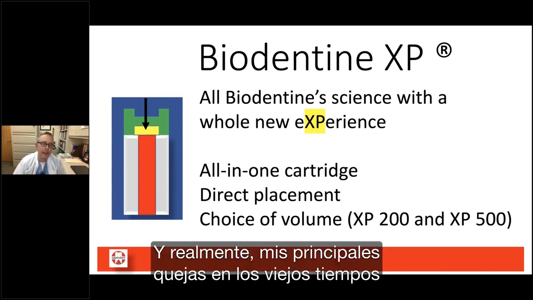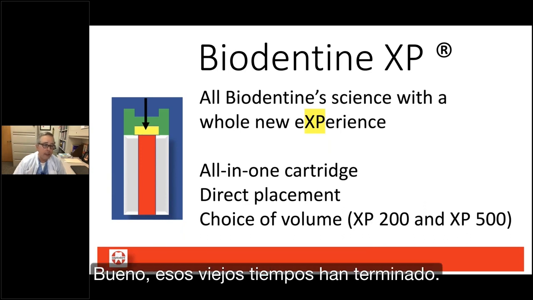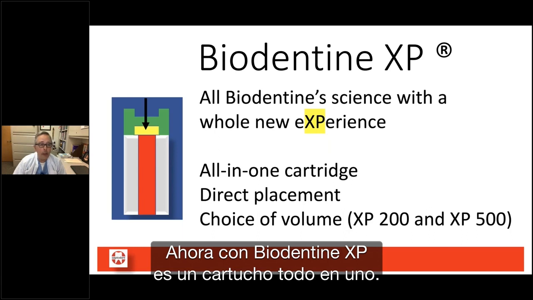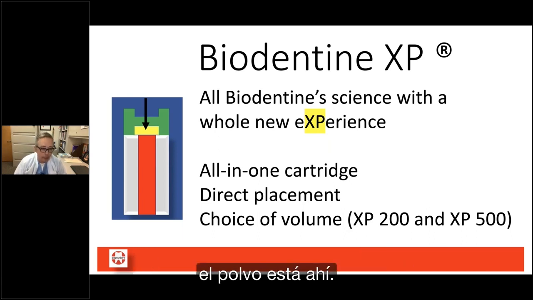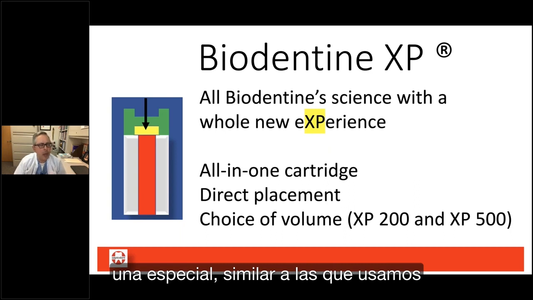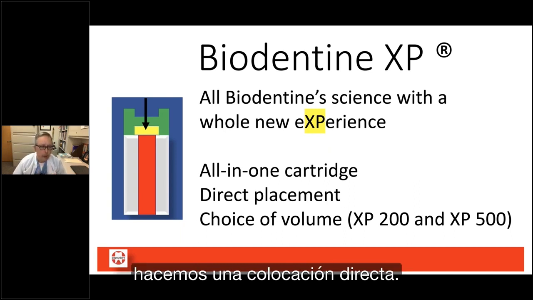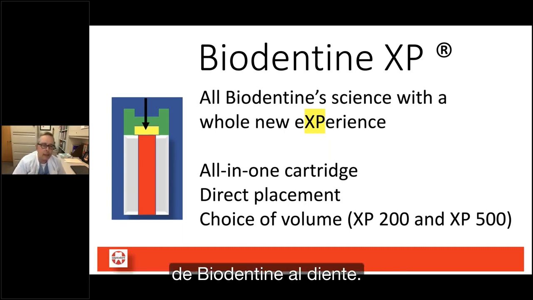And really, my main complaints in the old days with Biodentine were the mixing and opening the capsule. Those old days are over. Now with Biodentine XP, it's all in one cartridge. So it's a capsule, and the liquid is there, the powder is there. It's an easy placement, you're just using a special gun, which is similar to the guns we use for composites. We do a direct placement, so we avoid collecting the Biodentine from the capsule and transferring it into the tooth.